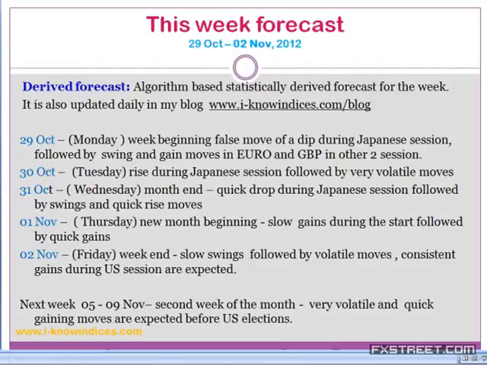Then next week, 5th to 9th November, we could come across the second week. The trending moves could be set, and initially very volatile moves and quick gaining moves are expected before the US elections. Afterwards, they are expected to make some more volatile moves till the results are announced, and later on they are expected to gain more levels in the case of Euro and GBP in the coming month, November. So these are all the derived forecast.